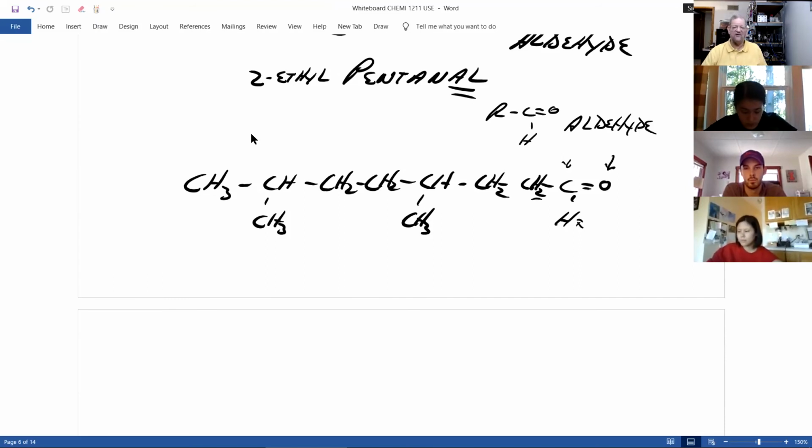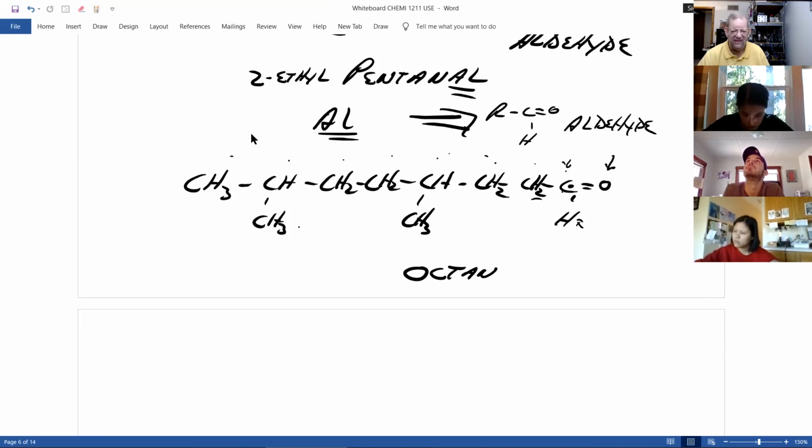And you find the longest chain with the carbonyl carbon, carbon double bond to oxygen. Well, 1, 2, 3, 4, 5, 6, 7, 8. So the longest chain is 8 carbons, and that's octane. But it's an aldehyde, and it has an AL ending. So I drop the E and add AL, octanal.